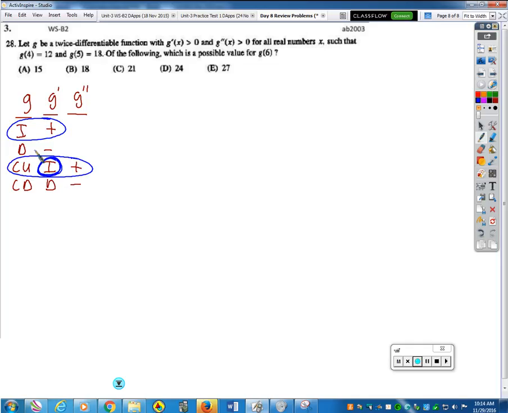So then they tell us we have G of 4 is 12, G of 5 is 18, go find G of 6. So I draw a picture. I've got 4, 12. I've got 5, 18. And I don't know what 6 is. It says 6, 15. So that would put 6 over here. Right here, 6, 15.